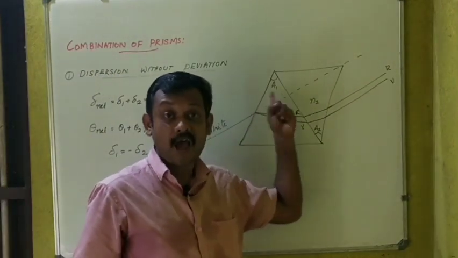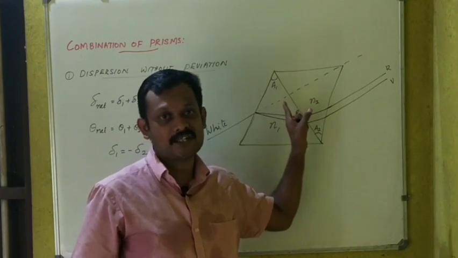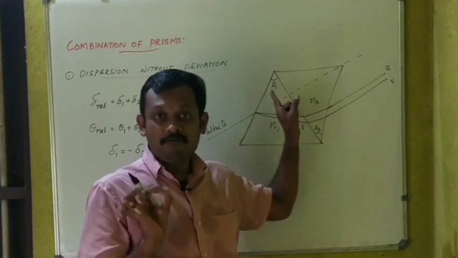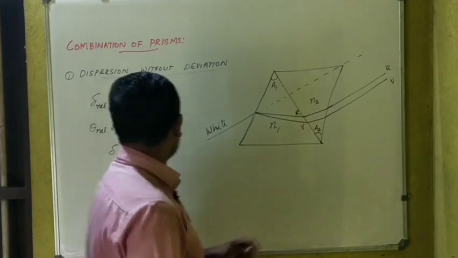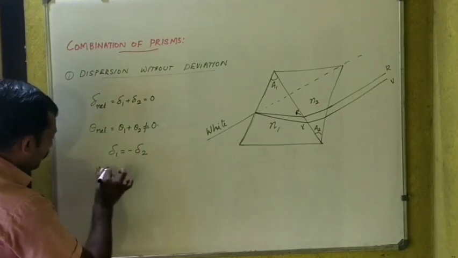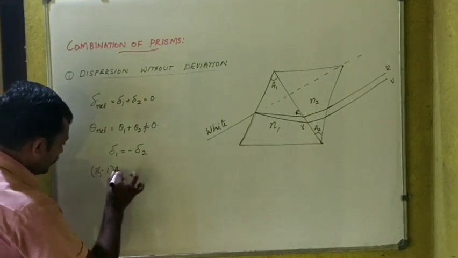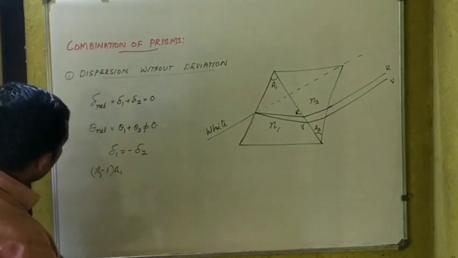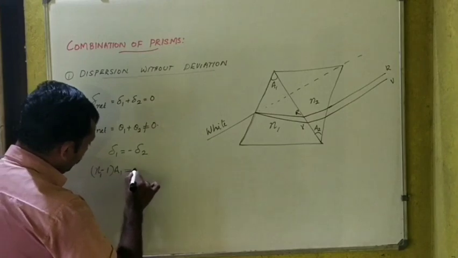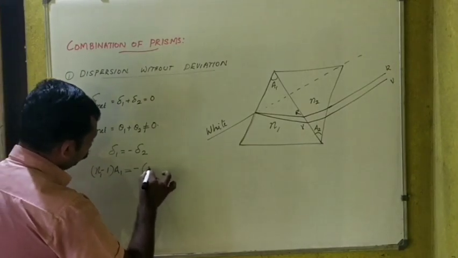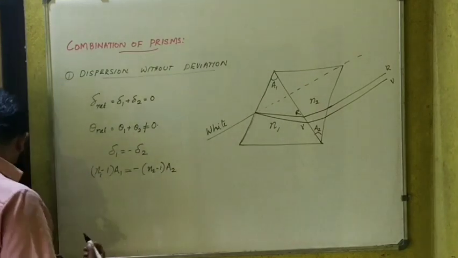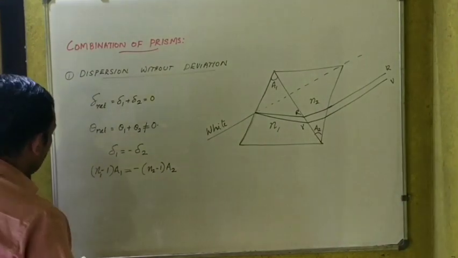The two prisms are inverted with respect to each other. That is the reason for this minus. So here I will say N1 minus 1 into A1, right? This is the relation we know. N1 minus 1 into A1 is equal to minus of N2 minus 1 into A2. The important relation we need is this one.